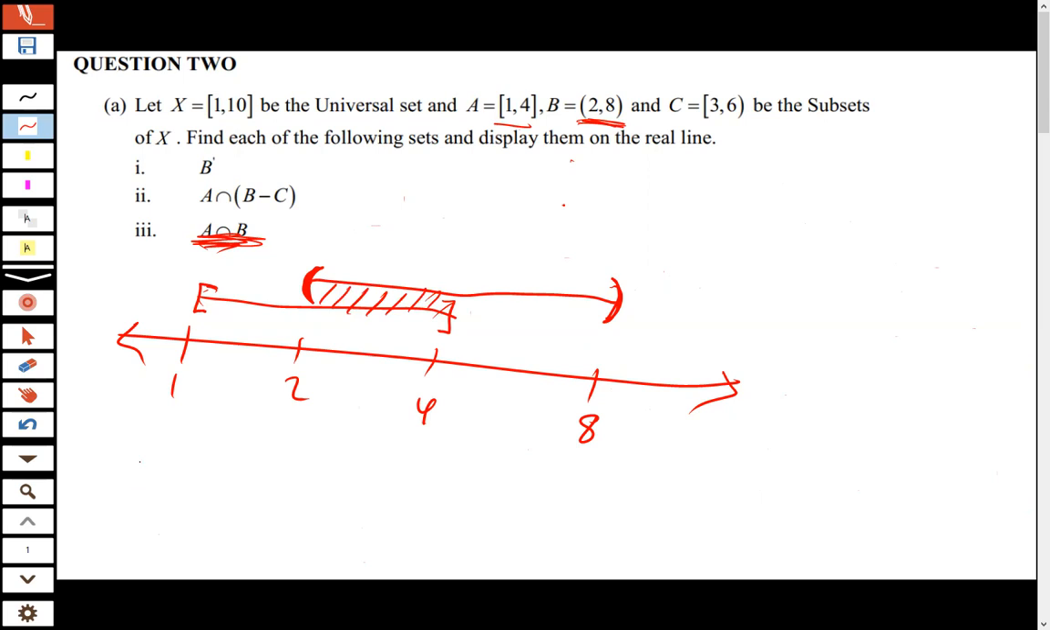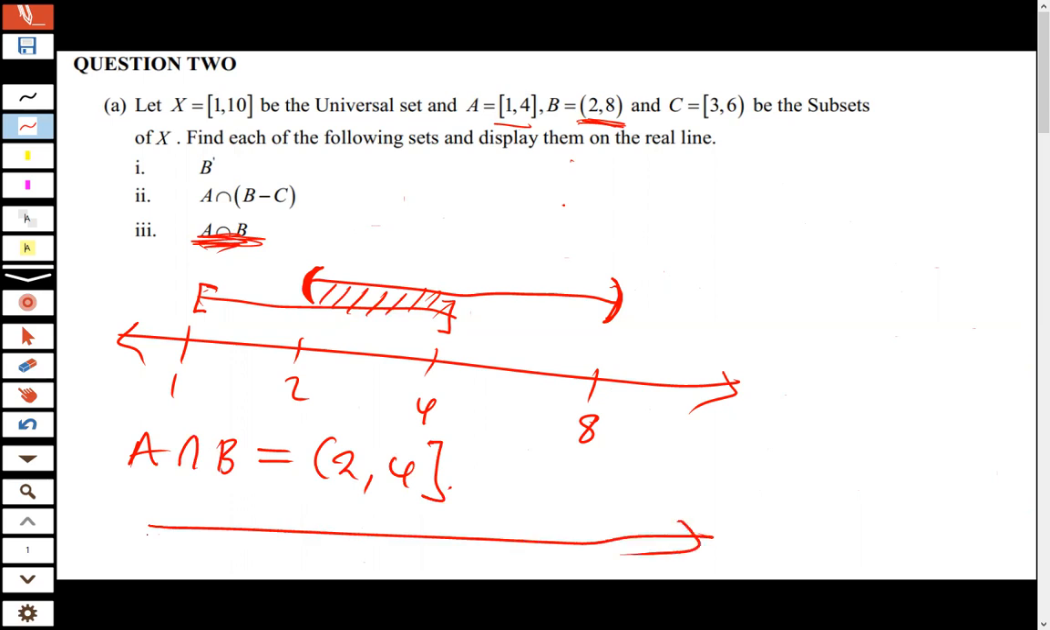In writing the answer, you can say A intersection B is equal to, so it's open at 2 and then closed at 4. You can even draw another number line to represent your answer there, which is just 1, 2, 3, 4, 5, 6, 7, 8, 9, 10. You put your numbers there, then you write your set, which is 2, 4. It's open at 2 and closed at 4. But if you want to use circles, you leave the circle open at 2, then you shade the circle at 4. Still the same.